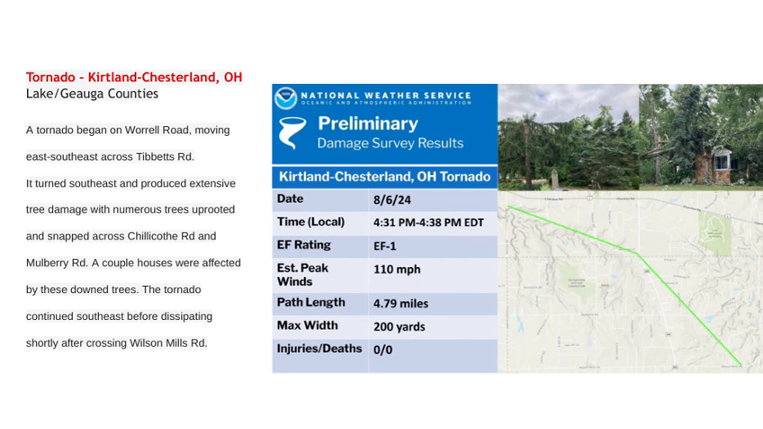The tornado began at Ward Road, moving east-southeast across Talbot Ward. It turned southeast and produced excessive tree damage with numerous trees uprooted and snapped across Chardon Road and Ward. A couple of houses were affected by these downed trees, and the tornado moved southeast before dissipating shortly after crossing Rosenmoor Ward. So you guys can see here.